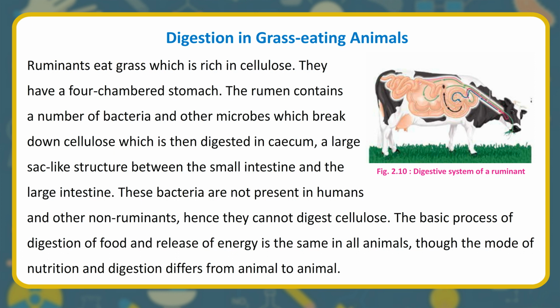Ruminants eat grass, which is rich in cellulose. They have a 4-chambered stomach. The rumen contains a number of bacteria and other microbes which break down cellulose, which is then digested in cecum, a large sac-like structure between the small intestine and the large intestine. These bacteria are not present in humans and other non-ruminants, hence they cannot digest cellulose.